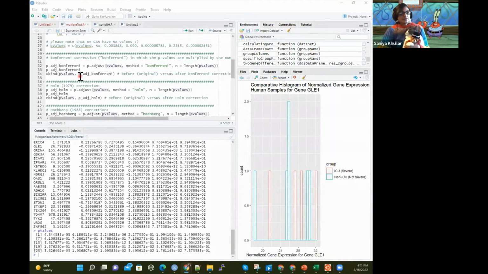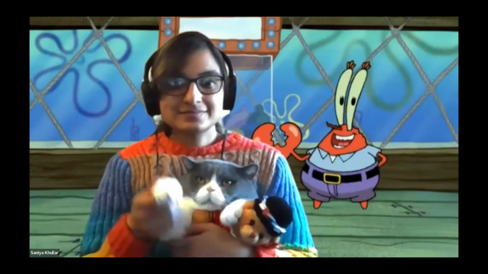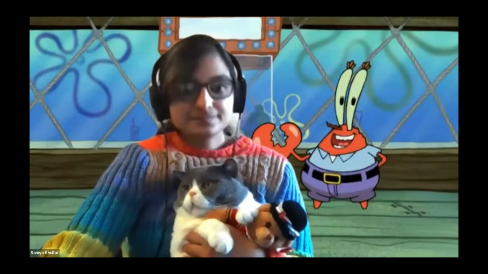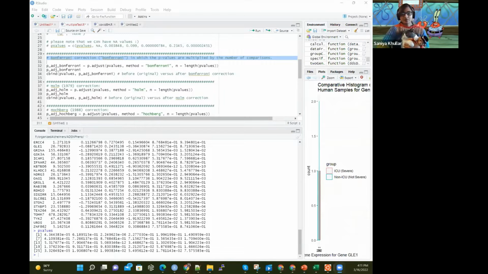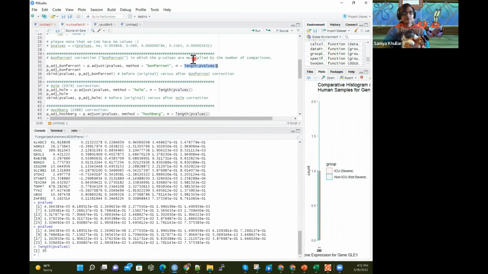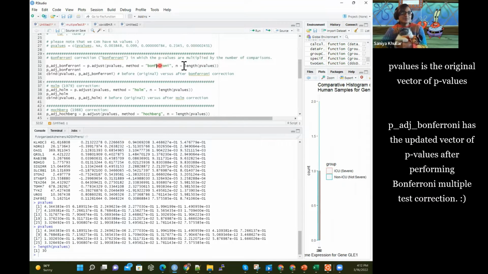So now the first thing we're going to do is look at the Bonferroni correction. In the Bonferroni correction, we are just going to take our p-values here, as always, and this n will just be the length of p-values. This is the default, so we don't even need this, but I'm going to show you with this specified just so that you can remember.